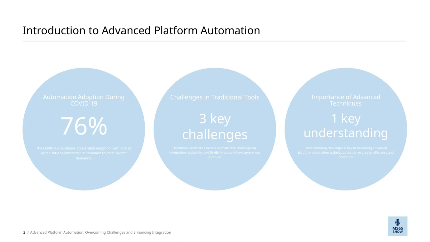Finally, I want to highlight how the COVID-19 pandemic accelerated automation adoption. During this period, a remarkable 76% of organizations adopted automation solutions to meet urgent demands and keep operations running smoothly. This surge underscores how vital advanced automation techniques have become in today's fast-paced environment.